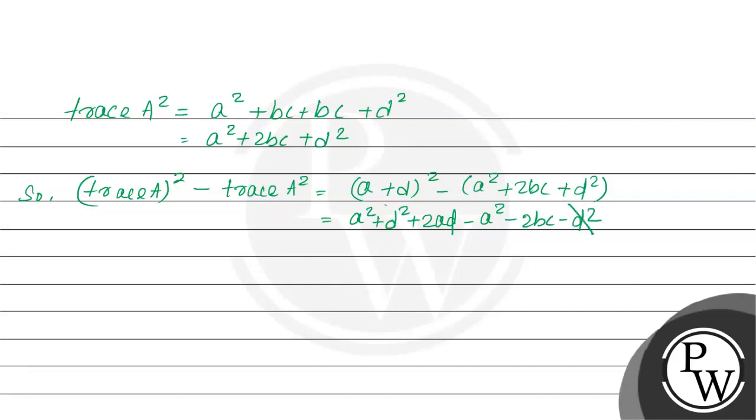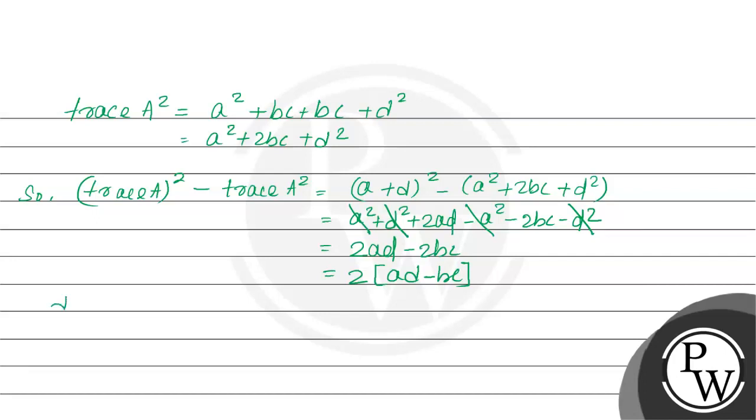So plus d square minus d square, plus a square minus a square are cancelled out. So 2ad minus 2bc is left. Taking 2 common, we have 2 times (ad minus bc).